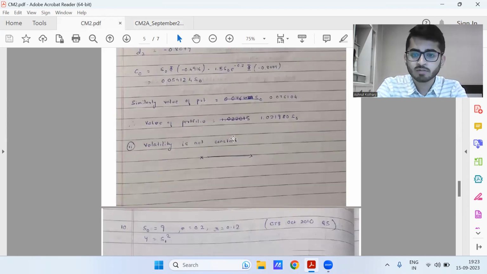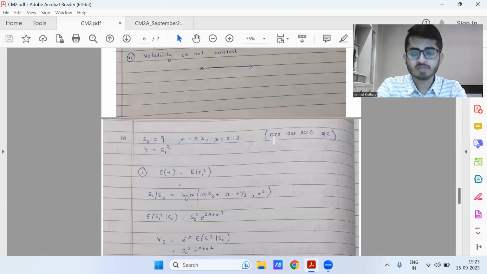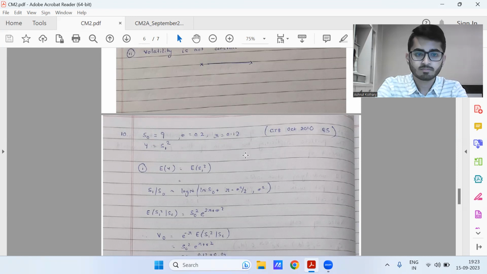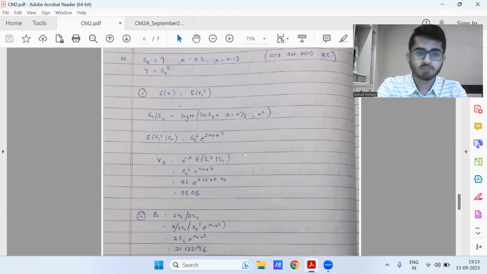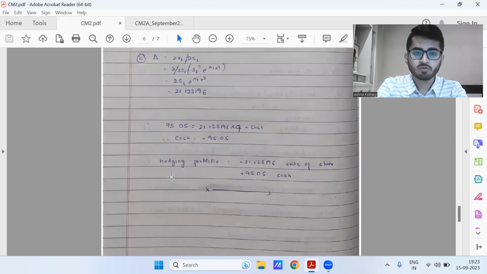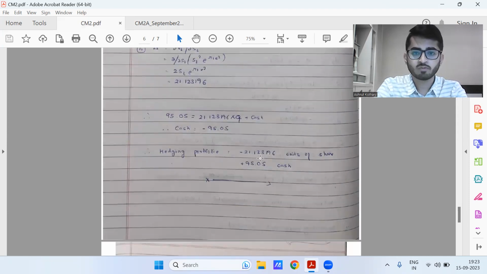I might have noted it down. Let me just check. Yes, this is from the CT8 October 2010 term, question 5 of that particular question paper. The values were different, but everything else was pretty much the same. So here's a quick look: 95.05 is the value I'm getting. And then the hedging portfolio I'm getting is minus 21.123196 units of underlying asset or share, and plus 95.05 units of cash.